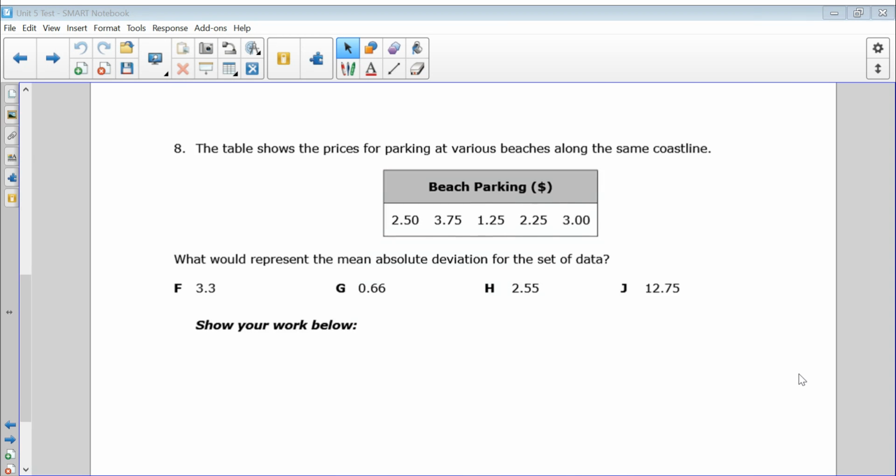Question 8. The table shows the prices for parking at various beaches along the same coastline. What would represent the mean absolute deviation for the set of data? F. 3 and 3/10. G. 66 hundredths. H. 2 and 55 hundredths. J. 12 and 75 hundredths. Show your work below.